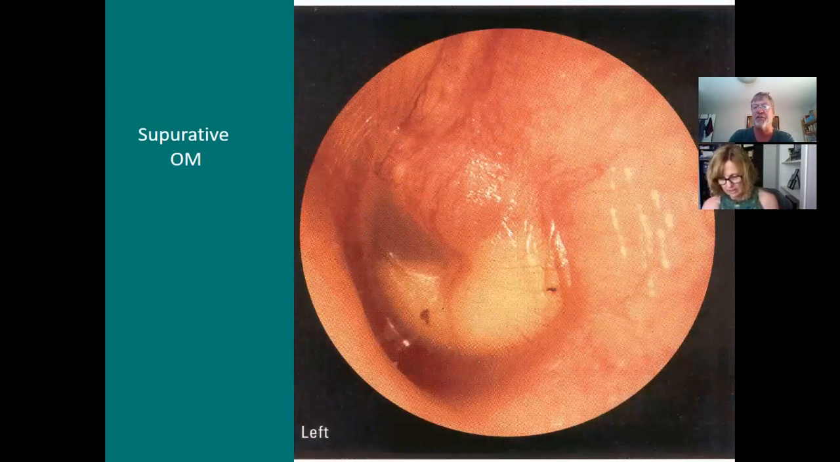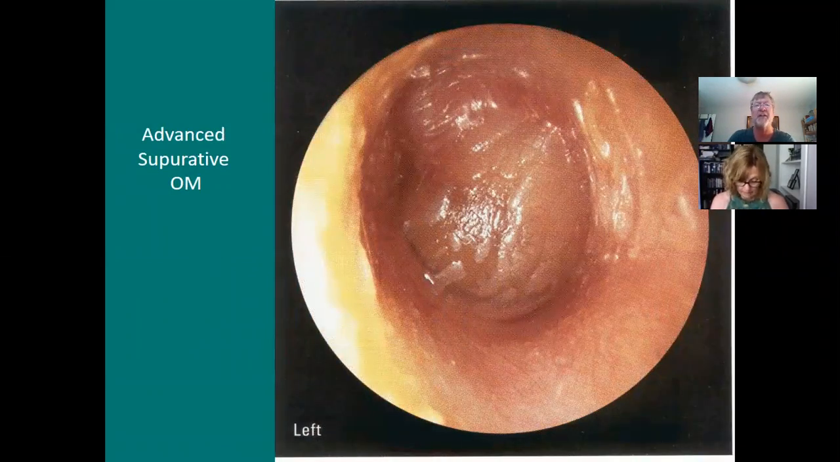Here's another picture showing you a bulged eardrum. Look at this, suppurative otitis media. Okay, fluid filled, pus infected middle ear. Never, ever fit hearing aids, of course, on something like this. You see a doctor. Okay, look at this, advanced suppurative otitis media. Again, it's good to have a look at eardrums to see what they actually look like.